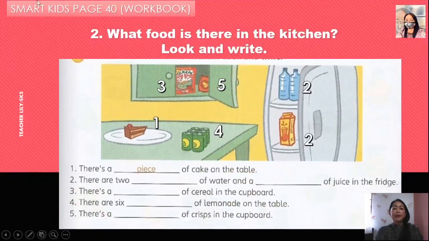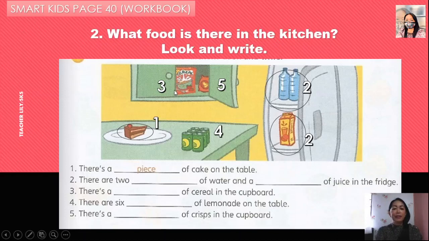Task number 2. What food is there in the kitchen? Look and write. Look at number 1. There's a piece of cake on the table because it is only one cake. So we say a piece of cake on the table. How about number 2? There are two bottles of water and a carton of juice in the fridge.